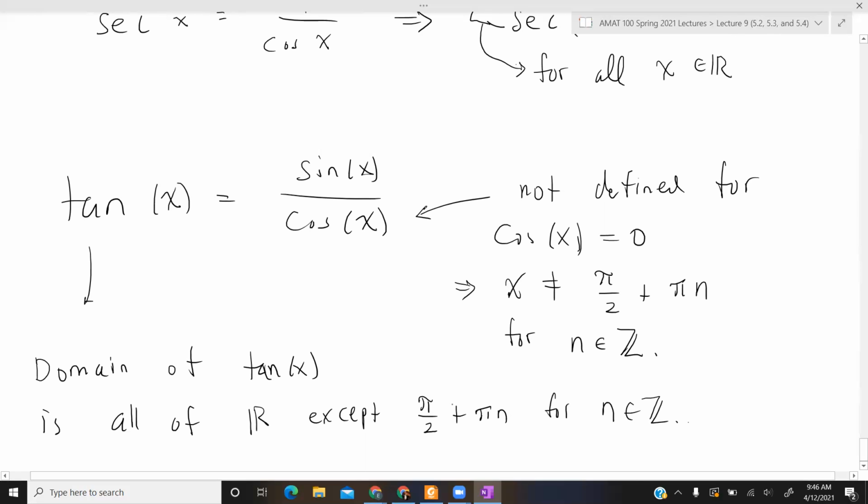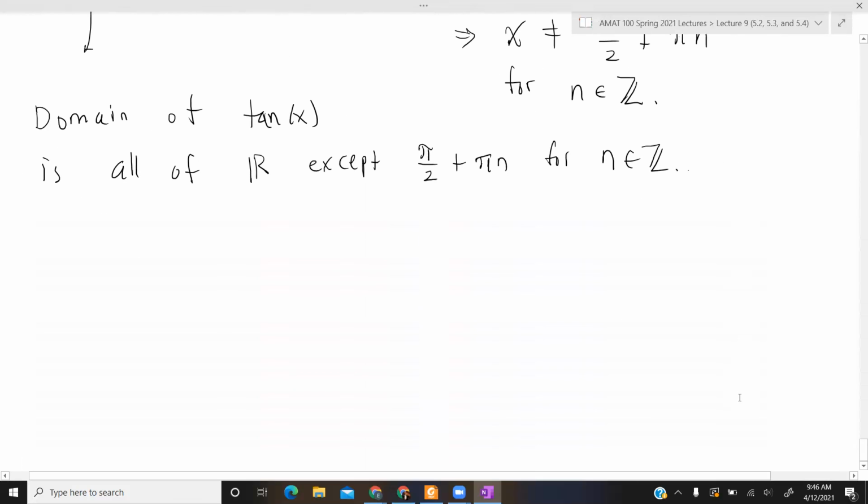So you can't plug those into tangent. So we have to be a little more careful. But it turns out that the tangent function has a period of pi. And why does it have a period of pi?